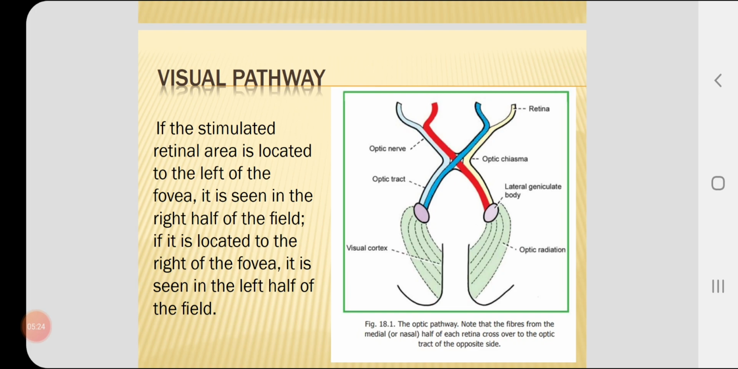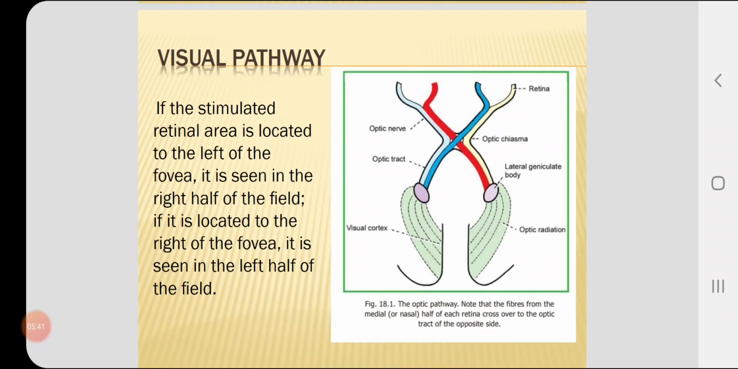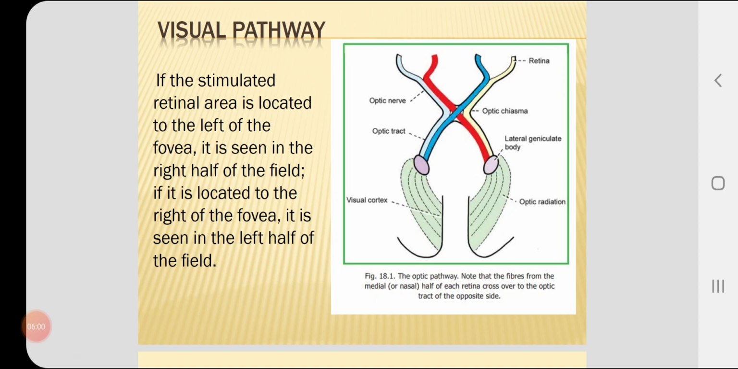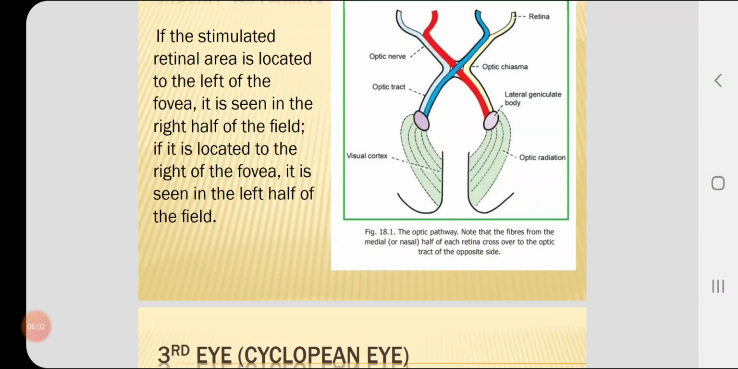Visual pathway: you all know that the image falls on the retina, and the nasal and temporal sides of the image meet in the optic chiasma by the optic nerve. In the optic chiasma they are switched. The right eye's nasal side and the left eye's temporal side fuse together after the optic chiasma, and vice versa in the other eye. Then this information reaches the visual cortex through the optic radiation.